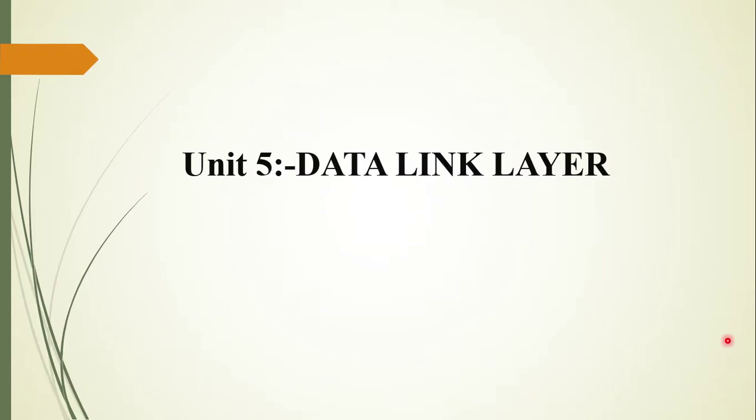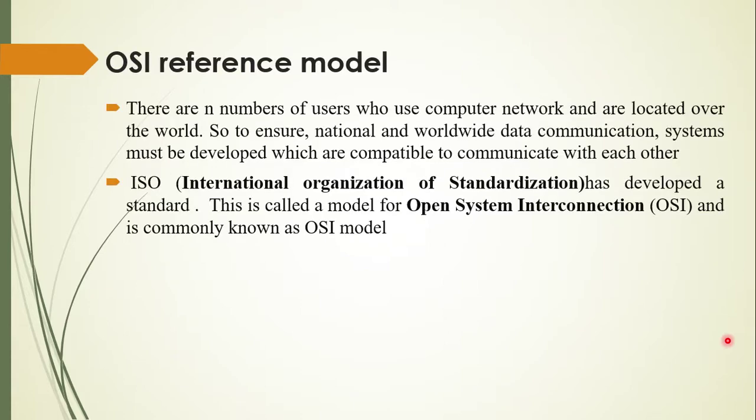But before going to Data Link Layer, one most important topic is the OSI reference model. There are n number of users who use computer networks, and they are located all over the world. So to ensure national and worldwide data communication, systems must be developed which are compatible to communicate with each other. ISO stands for International Organization for Standardization, has developed one standard, and this standard is called Open System Interconnection (OSI), commonly known as the OSI model. So the OSI model is used for communication.